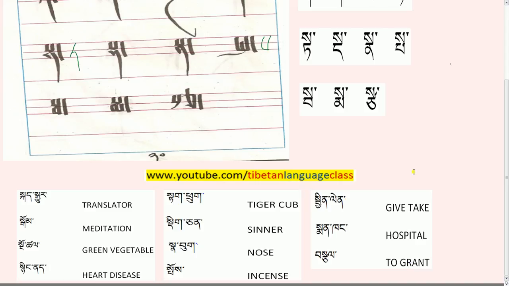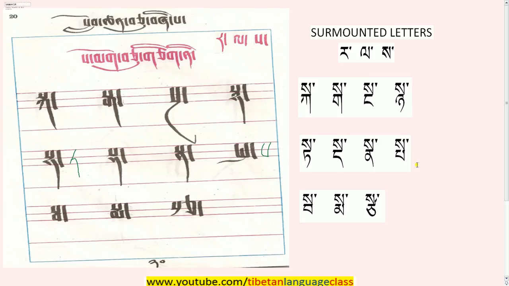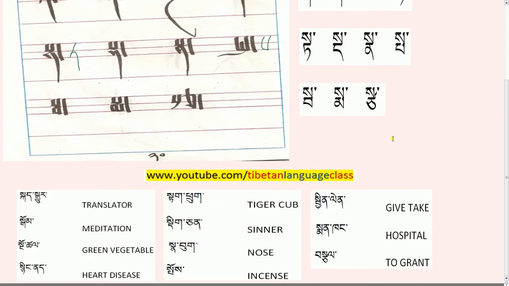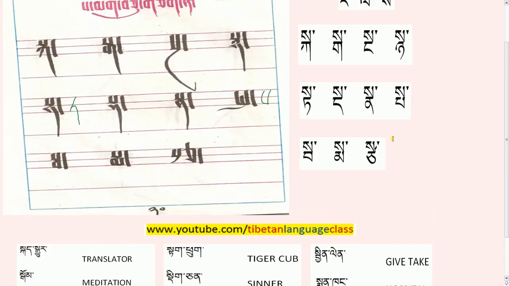And so these are the examples. So basically this is the third surmounted letter. In lesson number 12 I think we learned the rango, and then in lesson number 13 we learned the lango, and today we are learning the sango, the last one. And these are the examples down here, and I think that's pretty much it for this lesson.